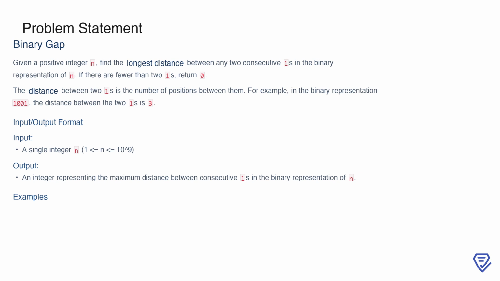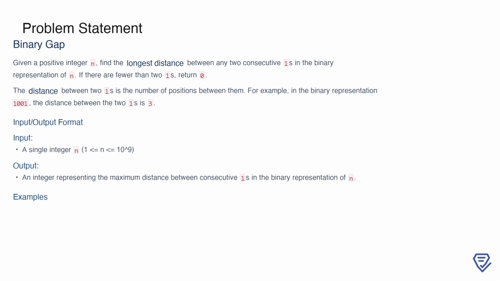The problem is called binary gap. Here, you are given a positive integer n, and your task is to determine the longest distance between any two consecutive 1s in the binary representation of n. If the binary representation contains fewer than two 1s, the result should be 0. The distance between two 1s is defined as the number of positions between their indices.